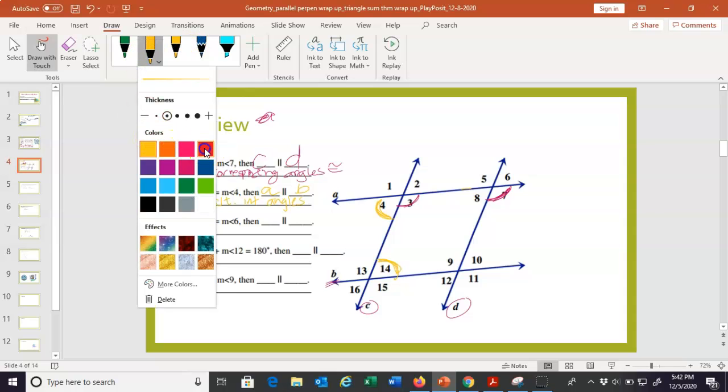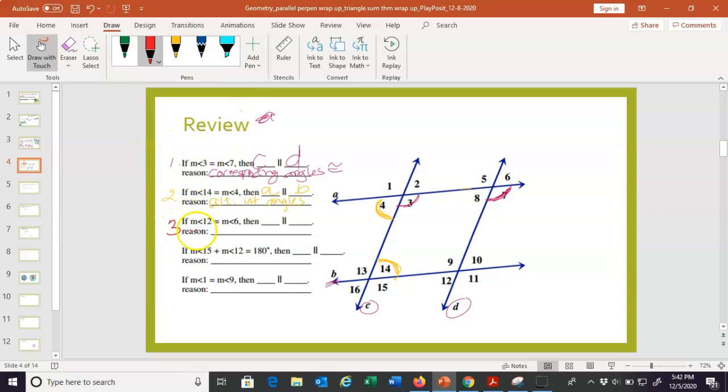All right, let's look at the third one. Angle 12 and angle 6. All right, where do they live? They do not live anywhere on line C, right? So we're not saying C and D are parallel here. Nope, because 6 and 12 do not touch line C at all. So we're looking at line A and B. 6 is on line A, 12 is on line B. So line A and B are parallel.